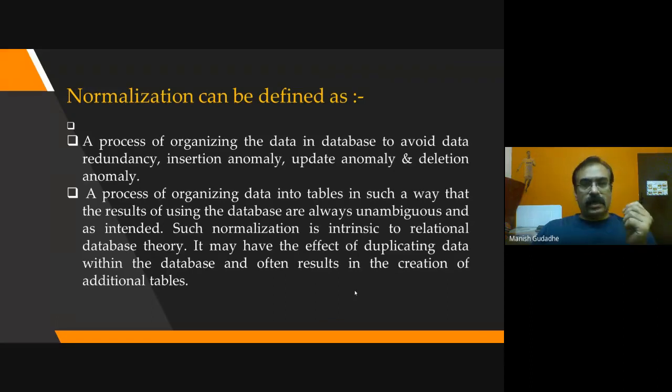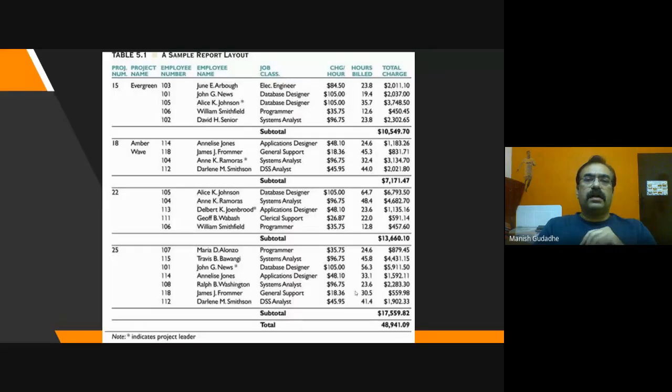So let us start with the basic report which I get. I am asked to prepare a database for this report. This report has information about the project, that is project number, project name, the employees which are working on that, the employee numbers and their names, along with the designation or job class of that particular employee. Like June Arbo is an electrical engineer, John News is a database engineer, Williams is a programmer, and so on.